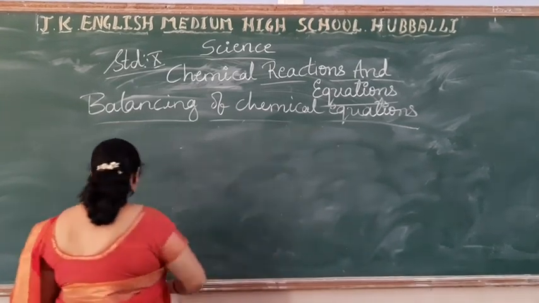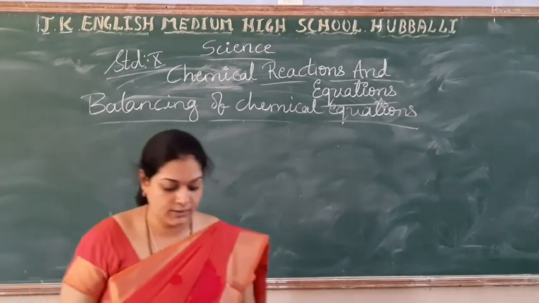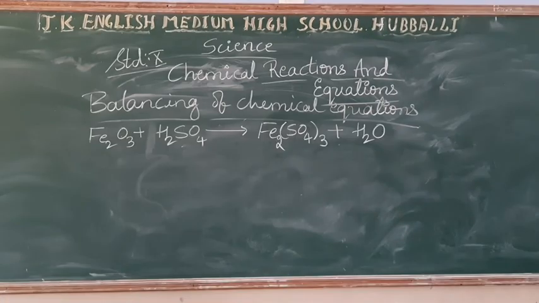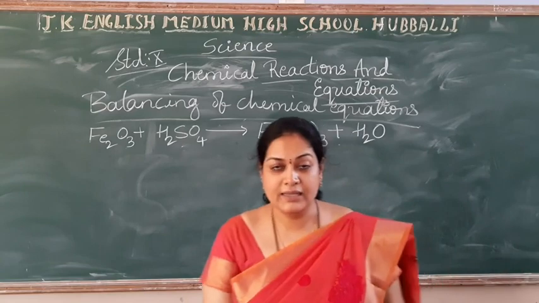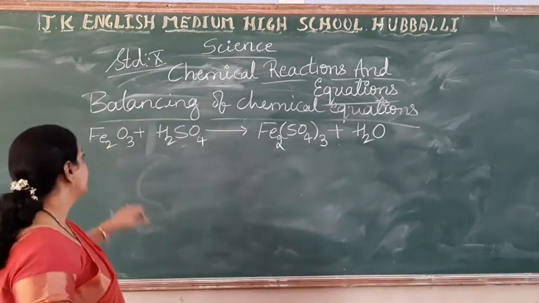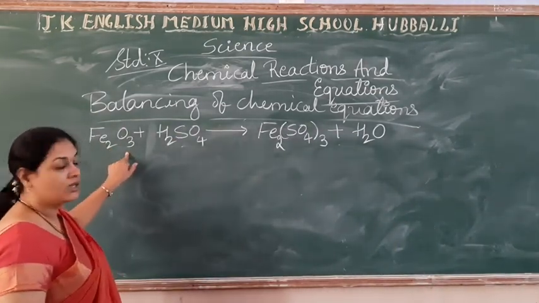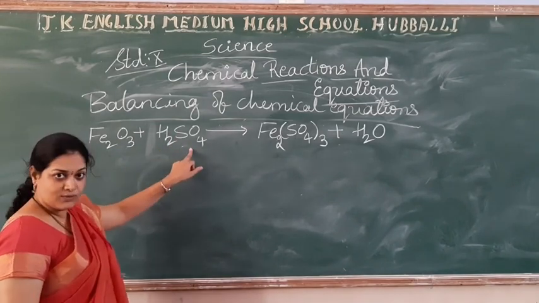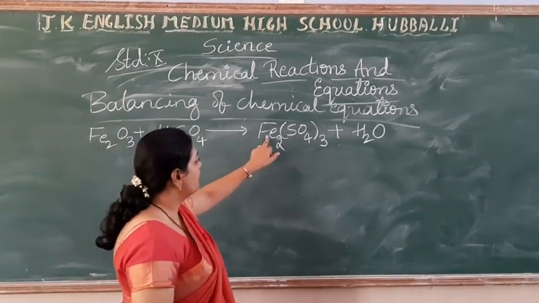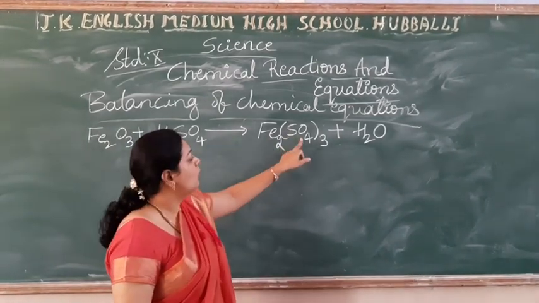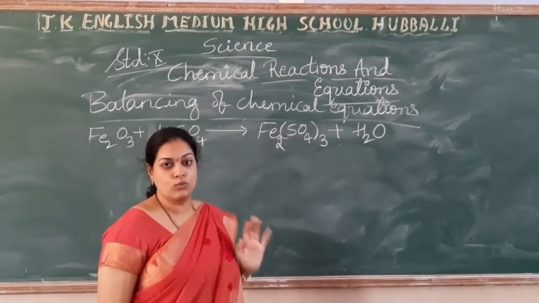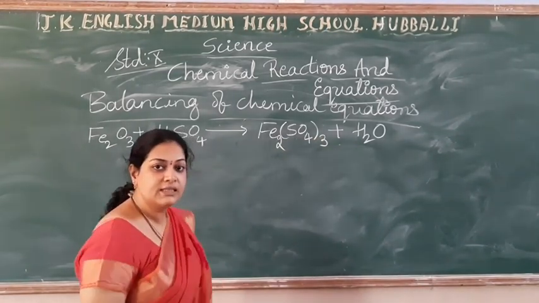Next one students, let us try still more so that you get different conditions and you can understand how to solve with the different conditions. Yes students, I have given here one more equation to balance. The equation is Fe2O3 plus H2SO4 gives Fe2(SO4)3 plus H2O. So what is the first step students?